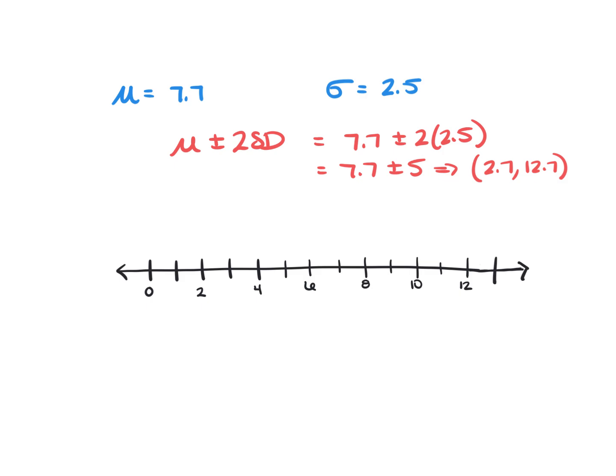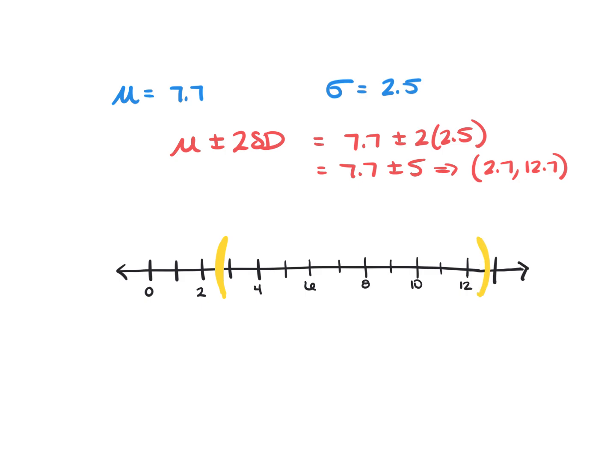But remember, binomial variables are discrete. We cannot have fractional parts of a number. So what we need to do is figure out where we want to round. And this is not as straightforward as just using our regular rounding rules. On the number line, I'm going to mark about where 2.7 would be, about right there, and where 12.7 would be, about right there.